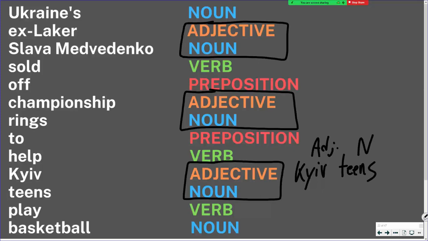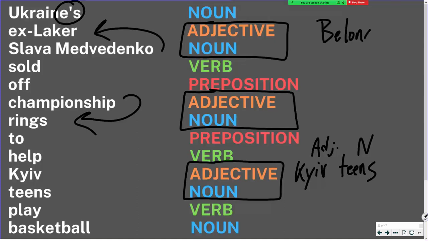Same right here. They're not just any kind of rings. They are championship rings. It's not just Slava Medvedenko. He's an ex-Laker. Ukraine's, we have the apostrophe S. So it's something that belongs to Ukraine. And what belongs to Ukraine? Our friend Slava, the guy who's making the donations. And what did he do? He sold his rings to help people play basketball.